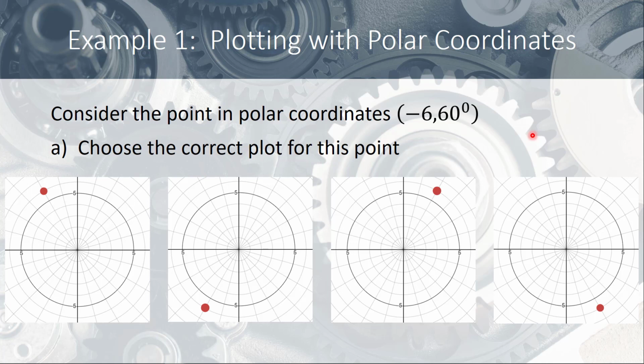Okay, and this brings us to our first example. Here we want to consider the point with polar coordinates (-6, 60). So the angle is 60 degrees, but r is -6. And the question is, which graph correctly plots that point?